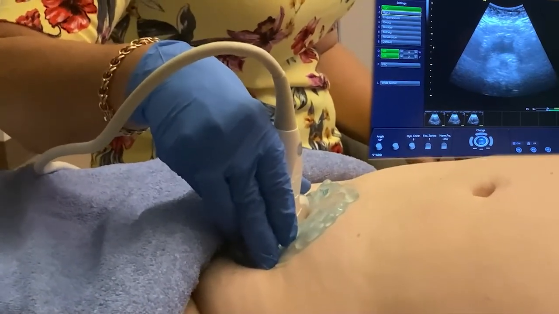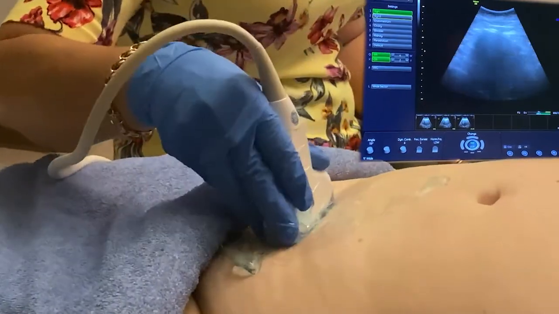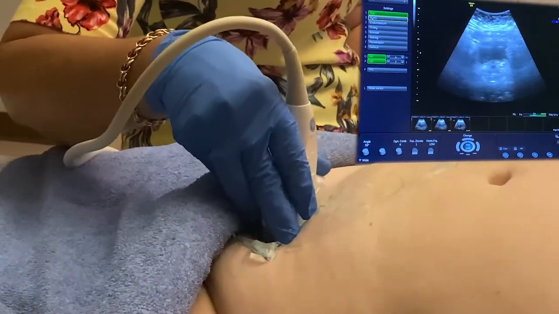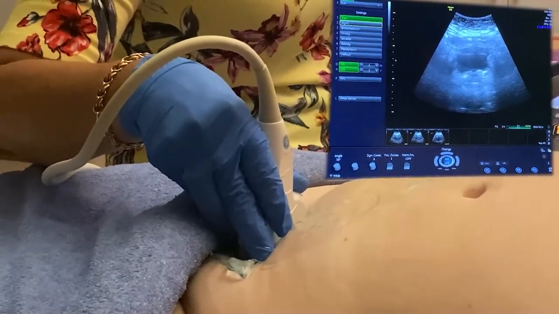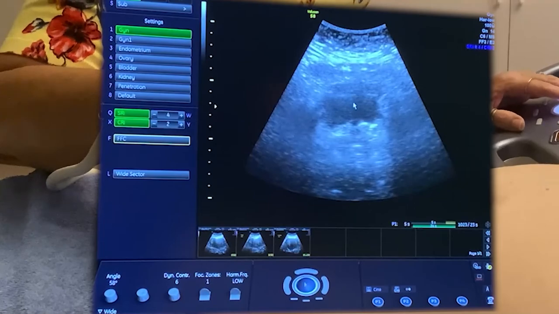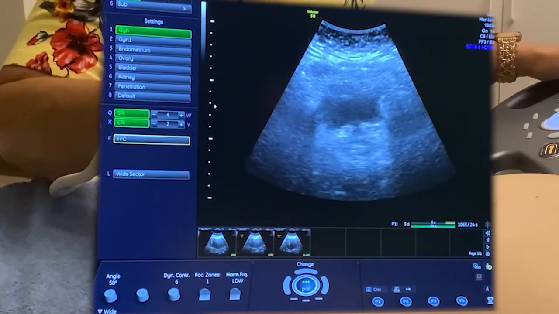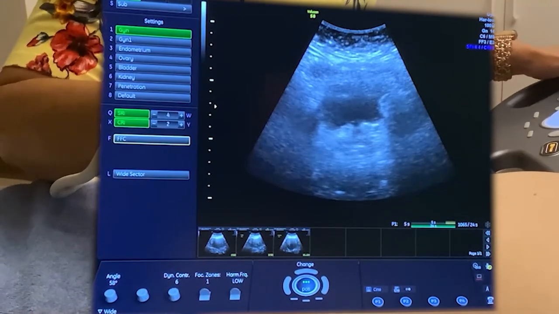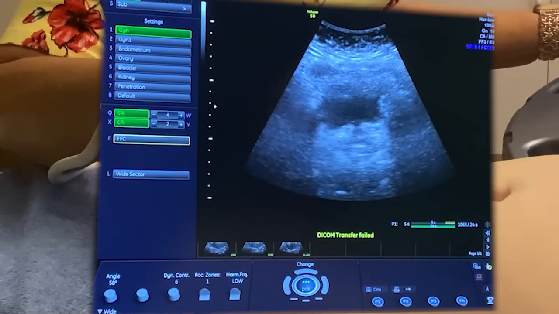I'm going to angle the probe. Again, I'm not moving my probe all around like this. I am still in the 0 position, and I am going to locate the urinary bladder, which is right here. We're going to turn down and adjust the gain so that the fluid that we know is in the bladder, which represents urine, is black.